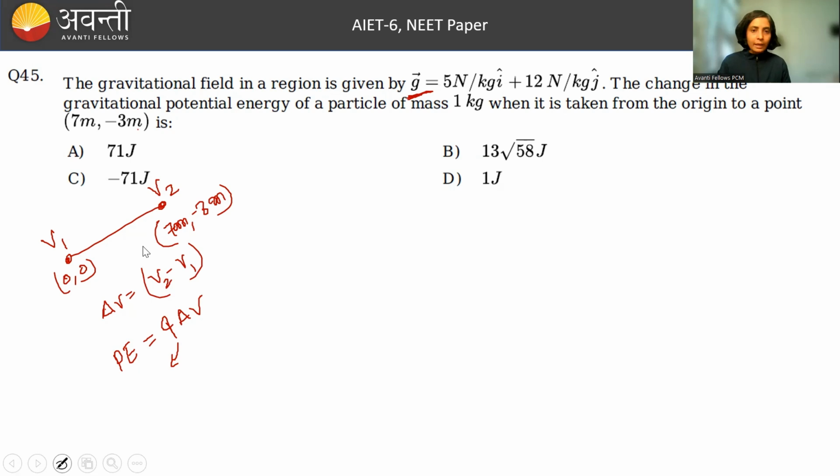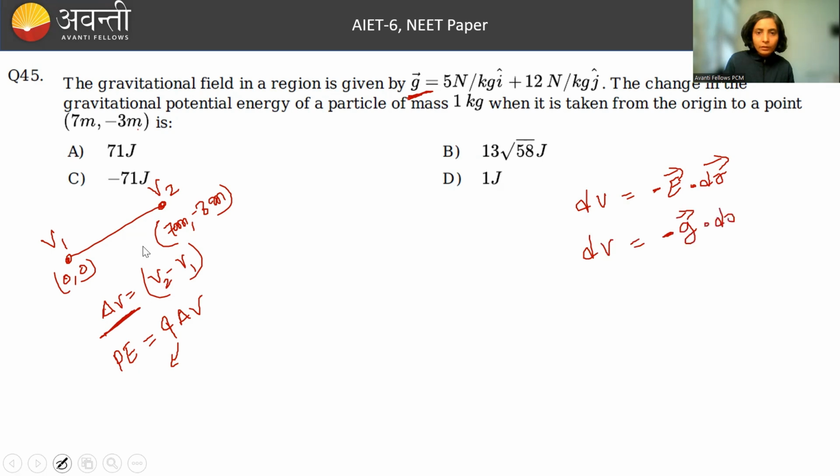So the field is given and we have to calculate the potential difference. You already know that dV equals minus E dot dr in the case of electrostatics. So here we can write dV equals minus G dot dr. Write the value of G as 5 i cap plus 12 j cap, and dr as dx i cap plus dy j cap.